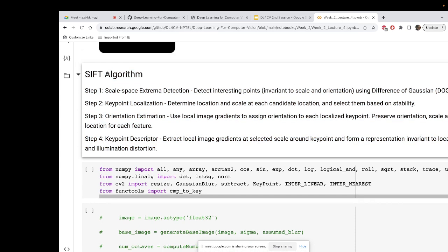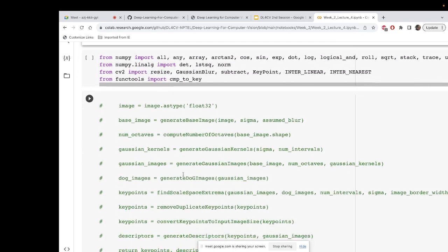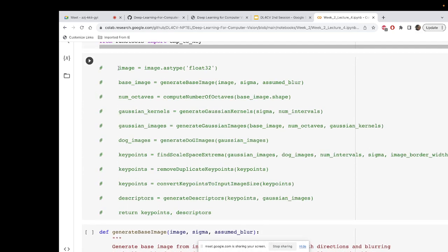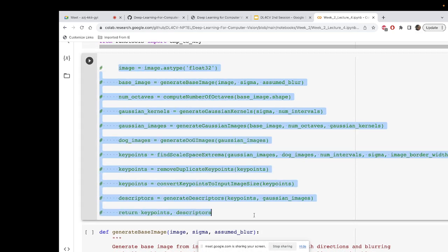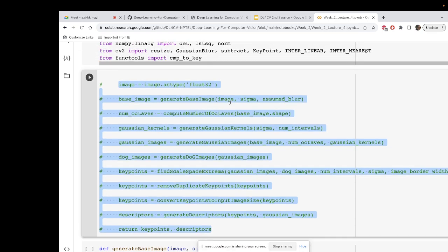Like we had talked about, there are 4 steps in the SIFT algorithm as well. One is detecting interesting key points, one is localizing them, one is estimating their orientation, and finally attaching a descriptor to each key point. So these are the 4 steps that we had. These are all the basic building blocks that we have to compute the SIFT vectors.